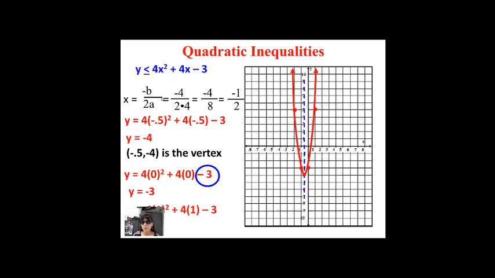Last step is to determine what area we are going to shade. It says less than or equal to. Look at your vertex. The area below is less than, so we're going to shade this area outside the parabola. The solution to this quadratic inequality is any point or any coordinate that falls in the blue area or on the parabola.